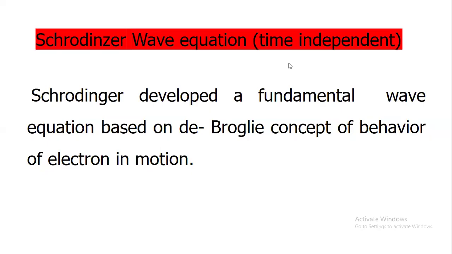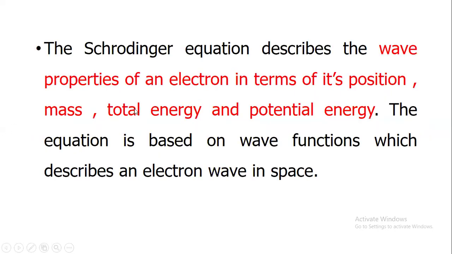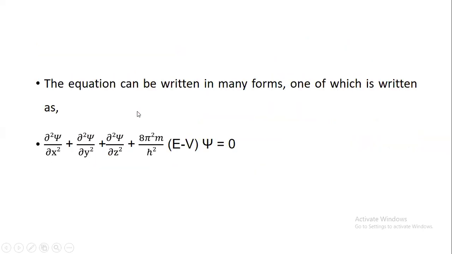Okay, Schrodinger wave equation, time independent. Schrodinger developed a fundamental wave equation based on the de Broglie concept of the behavior of an electron in motion. The Schrodinger equation describes the wave properties of an electron in terms of its position, mass, total energy, and potential energy. The equation is based on the wave functions, which describe an electron wave in space.